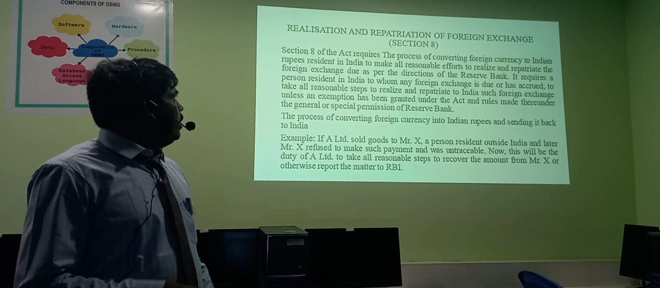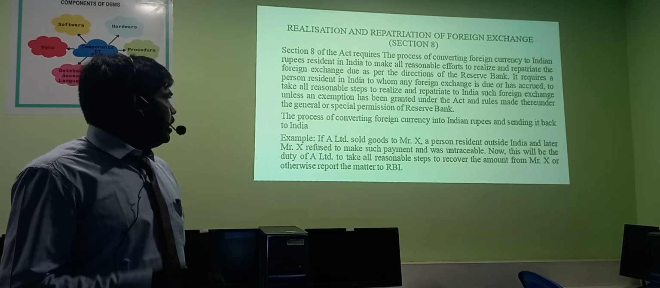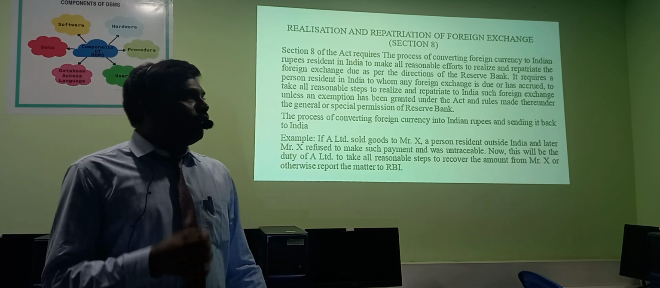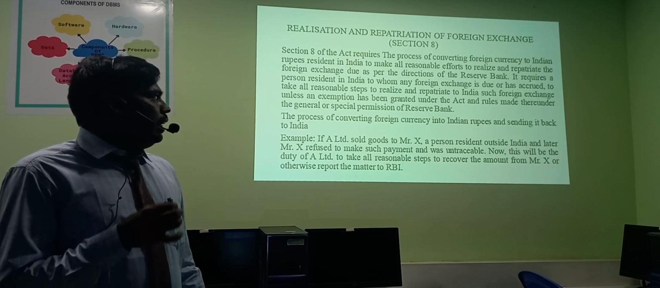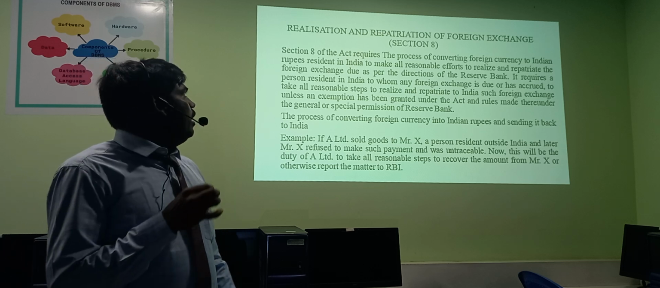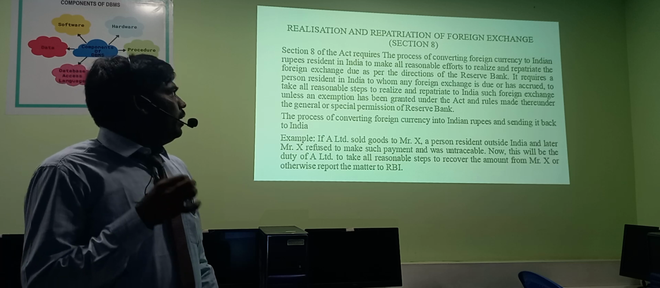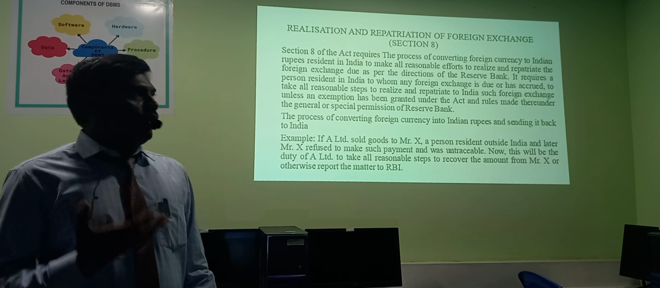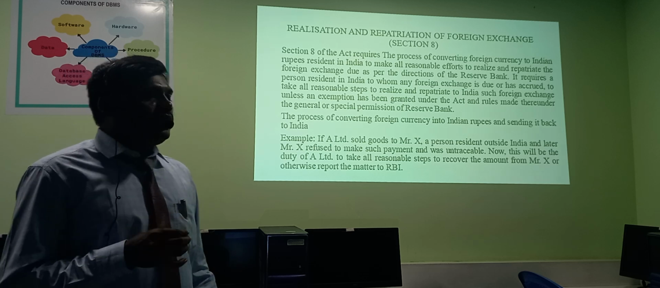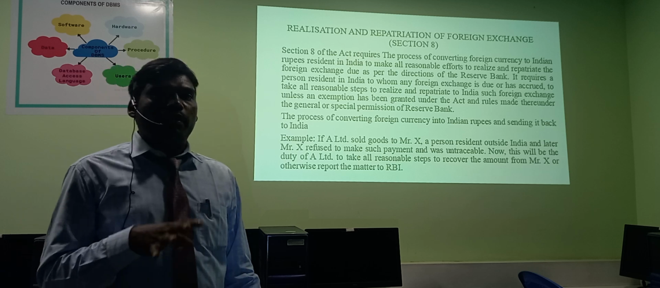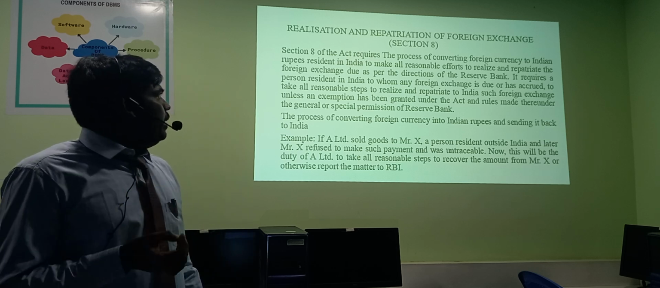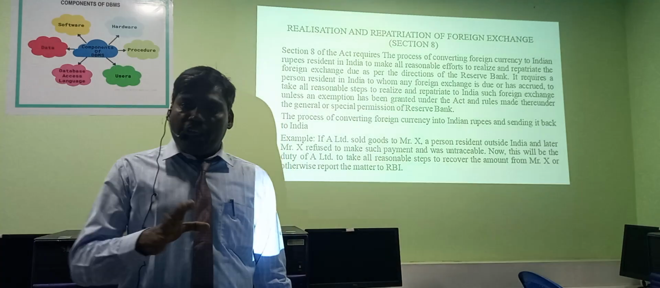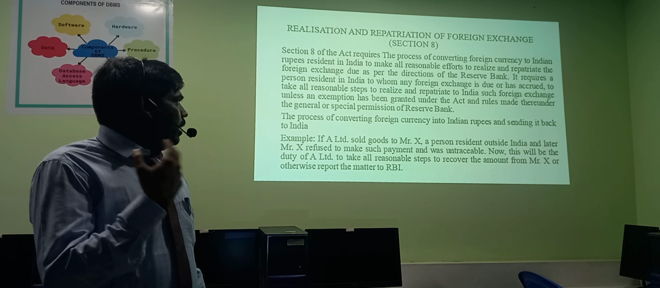Next, realization and repatriation of foreign exchange. Realization and repatriation of foreign exchange is the process of converting foreign currency into Indian rupees and sending it back to India. According to Section 8 of the Act, a resident in India must make all reasonable efforts to realize and repatriate the foreign exchange due, as per the directions of the RBI. So each and every aspect comes under the RBI.